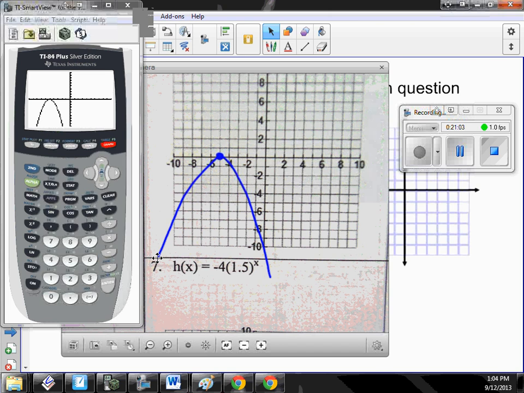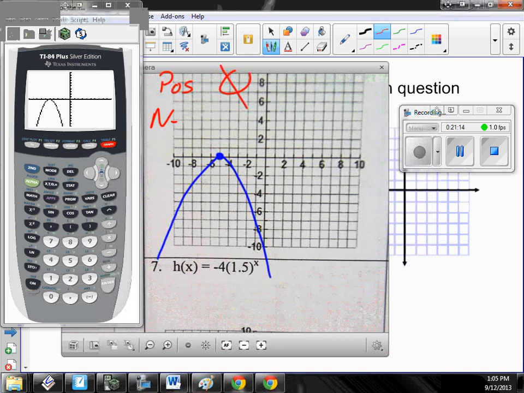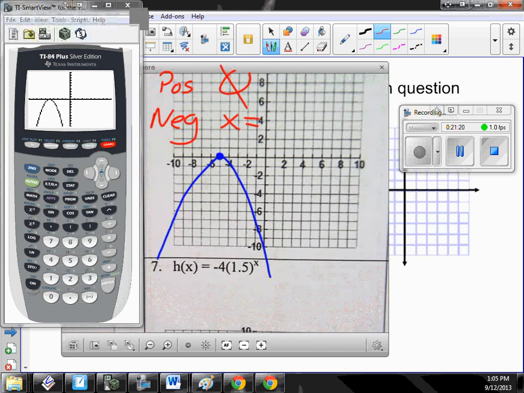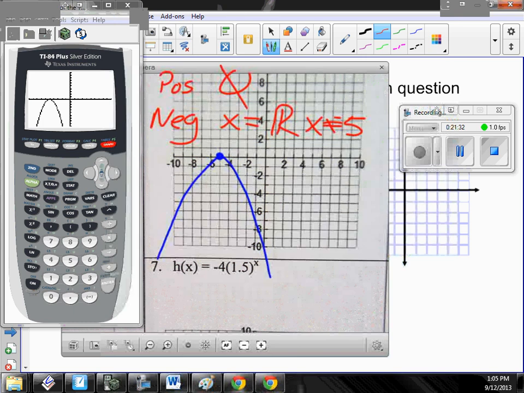There are two ways to write this. Well, of course, positive is the empty set. There are no positive values on this graph. For negative, how do you describe everything but -5? You can do it this way. x is every real number except for -5.